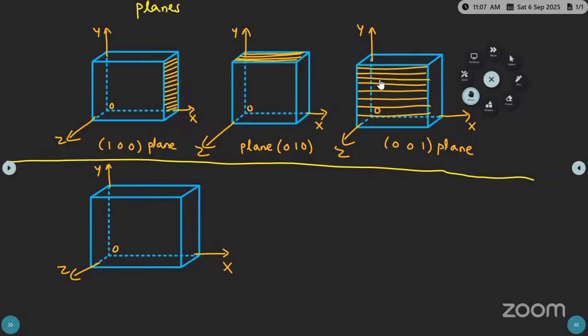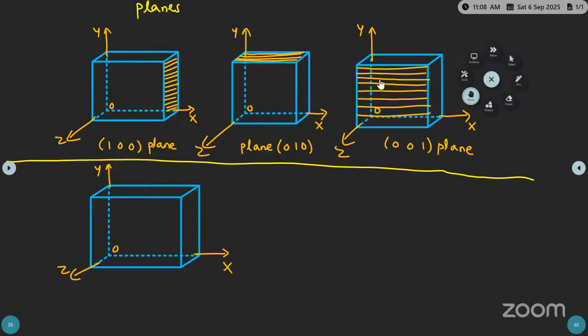If you stop murmuring, then I will continue my teaching. See, what is the first plane? 100 plane. This is 010 plane. This is 001 plane. See here, I kept 100 in which brackets? Open brackets. So what are these called? Technically, what is the name? Miller indices. This 100 are called Miller indices. Similarly, here the Miller indices are 010, and here the Miller indices are 001, right?